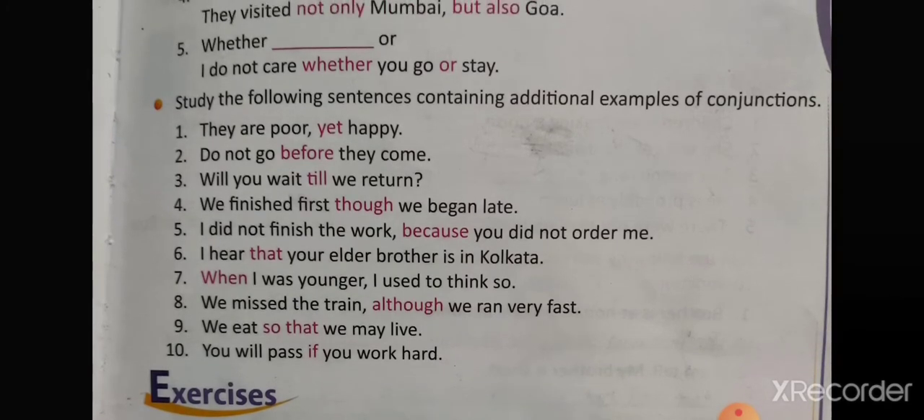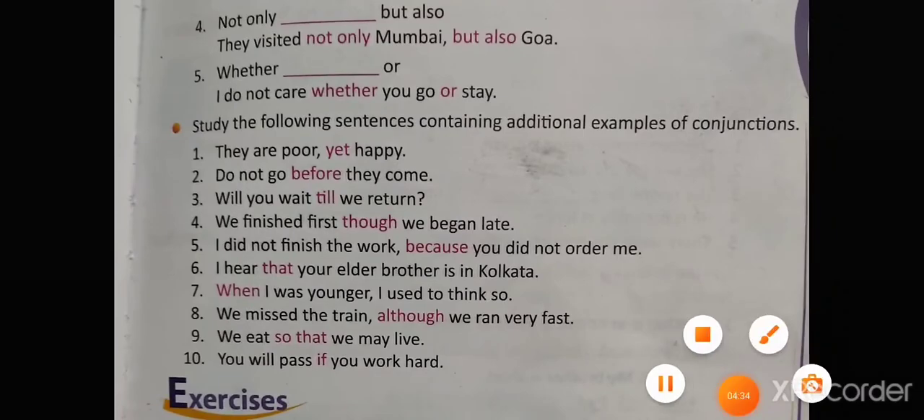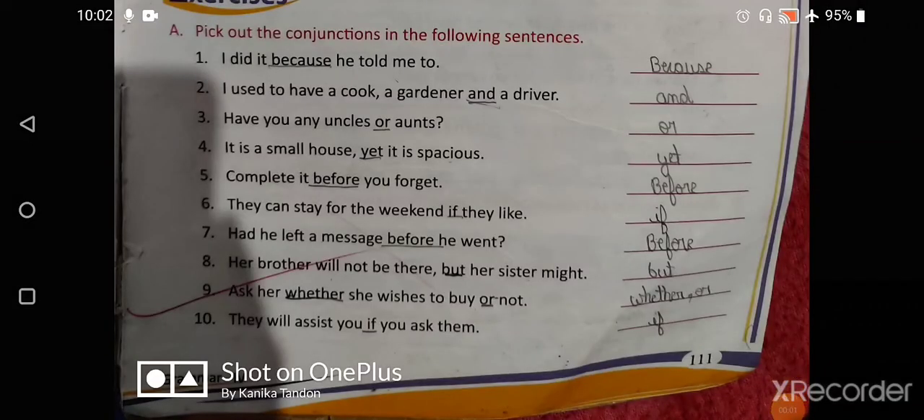The explanation part of the chapter is over. Now coming on to the exercise. Exercise number 1. Pick out the conjunctions in the following sentences. Simple, we have to pick out the conjunction.